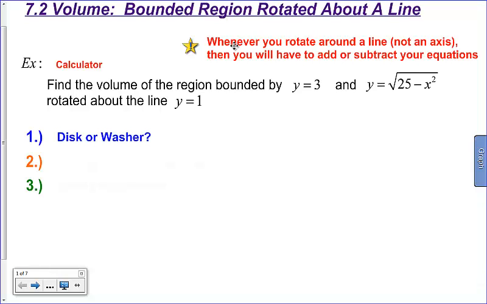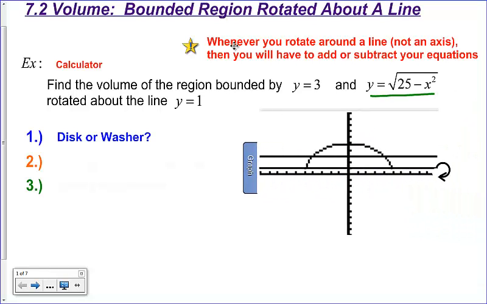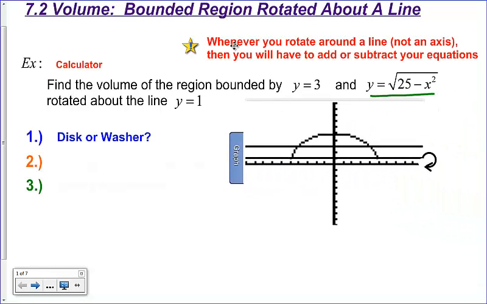So how do you figure out each problem? First thing you need to do is figure out if what we're talking about is going to be a disk or a washer. And in order to figure that out, you need to graph it. Since this is a calculator problem, hopefully you recognize that this equation is a circle with a radius of 5. I was pausing for you guys to say it there. But anyways, here is our half a circle.